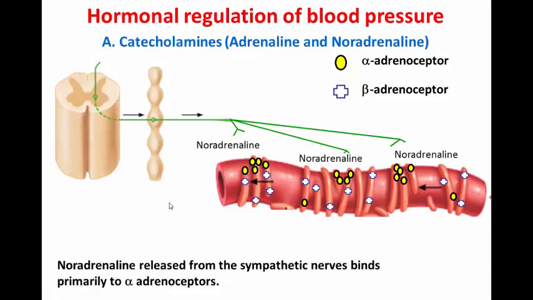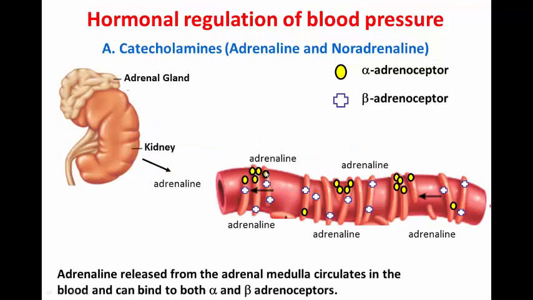Noradrenaline, norepinephrine, which is released primarily from sympathetic nerve endings, binds primarily to the alpha-1 adrenergic receptors, while adrenaline, epinephrine, which is released primarily from the adrenal medulla, circulates in the blood and can bind to both the alpha-1 adrenoceptors and the beta-2 adrenoceptors.